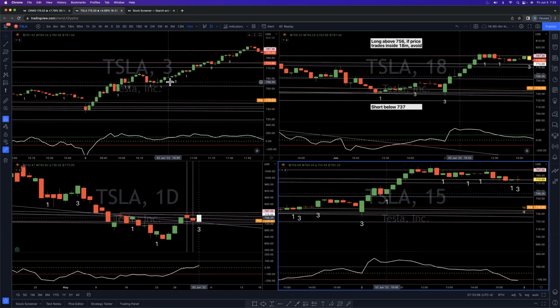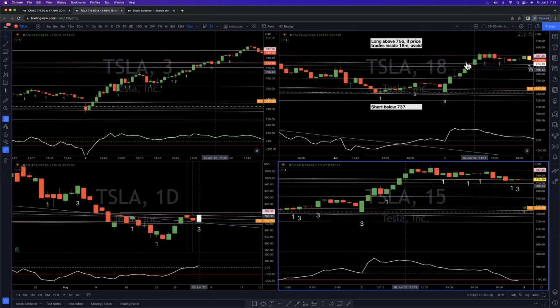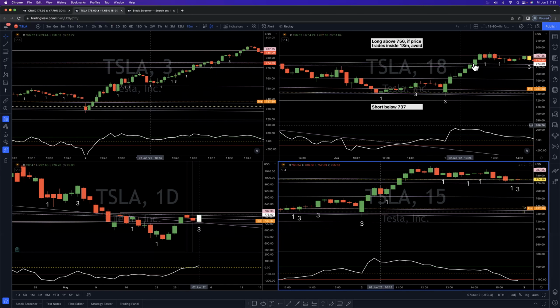And what does it do? Trades up, trades up, trades up. You never get a 2 against you on the shorter time frame, guys. You never get a 2 against you. I drew this line here because it was still going up.